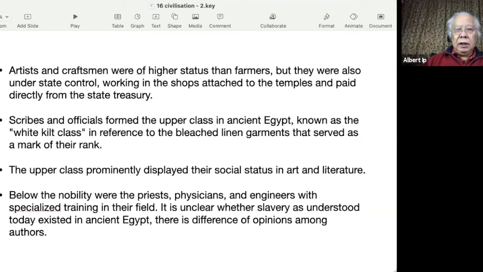It is unclear whether slavery as understood today existed in ancient Egypt. There is a difference of opinion among the authors, but I think at those times, slaves seem to be very common across different cultures. So presumably, it might be the case as well. But again, there is no obvious evidence. But given that the farmers, etc., don't own the land and the produce belongs to the landowner, they are basically quite similar to slaves anyway.